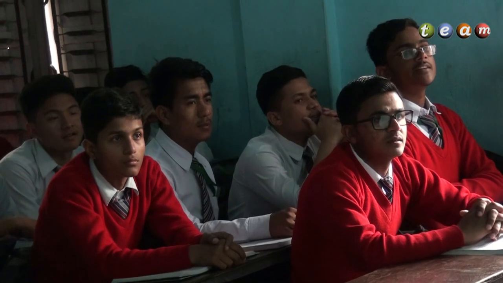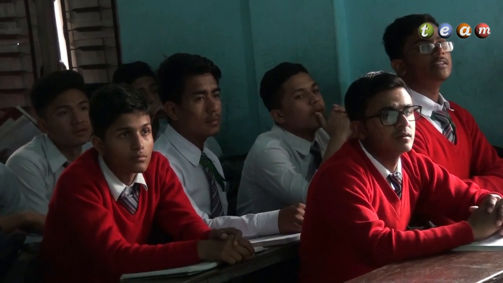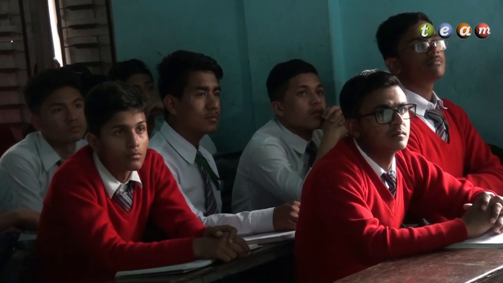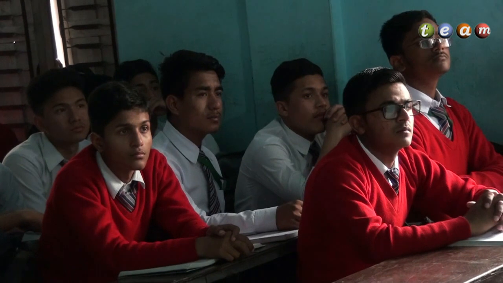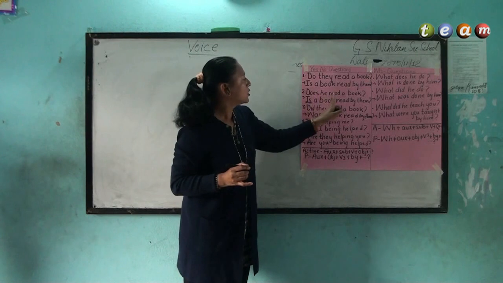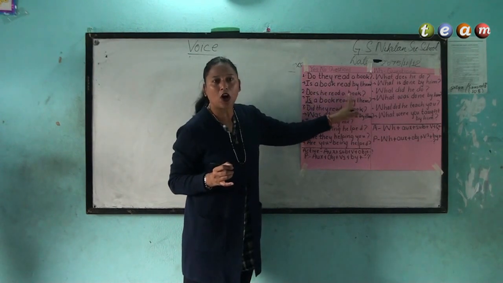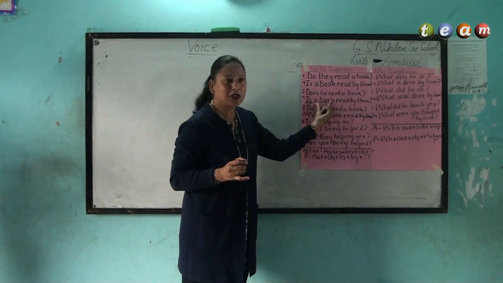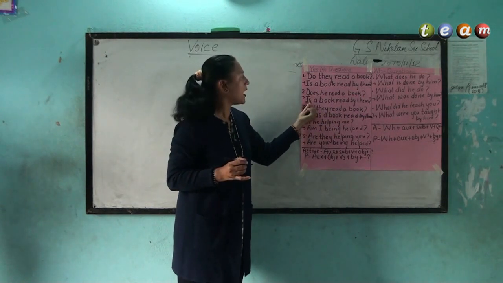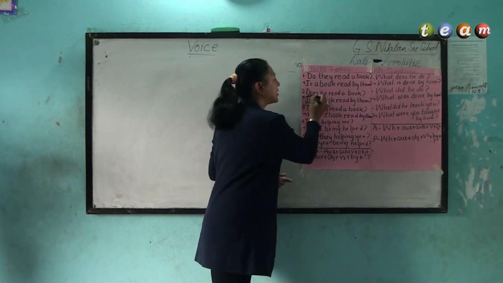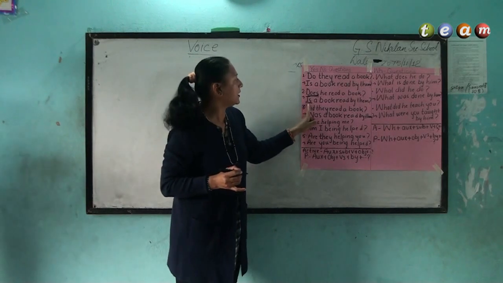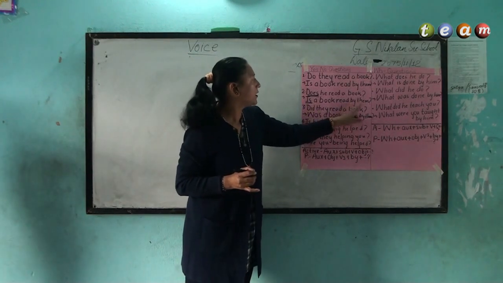Is a book read by them. Now, does he read a book? Again, this is in simple present tense. That's why, does he read a book? Don't be confused: this auxiliary verb should be suitable to the object here, a book. Before a book, we need an auxiliary verb. So is, am, are, because does is here in simple present tense, that's why we need to write here is. Is a book read by them.